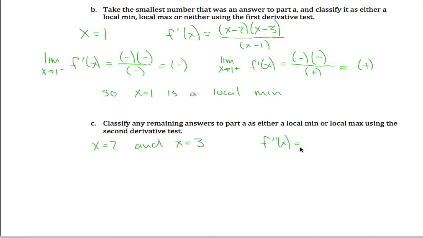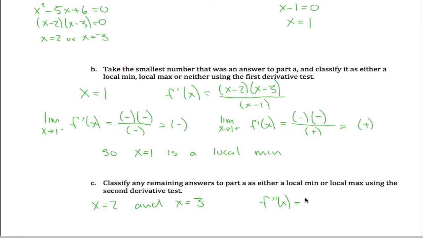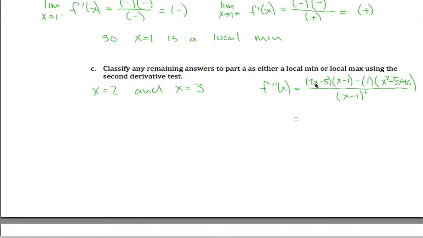If I want to know the second derivative, I'll have to use the quotient rule. The derivative of the top is 2x minus 5. Leave the bottom alone, x minus 1. From that you want to subtract the derivative of the bottom, which is just 1, times, leave the top alone, x squared minus 5x plus 6. And then that whole thing you want to divide by the bottom, x minus 1 squared. When the dust kind of settles here, 2x minus 5 times x minus 1 is 2x squared, but minus 5x minus 2x plus 5. And then I want to subtract this whole thing, so I got minus x squared plus 5x minus 6.